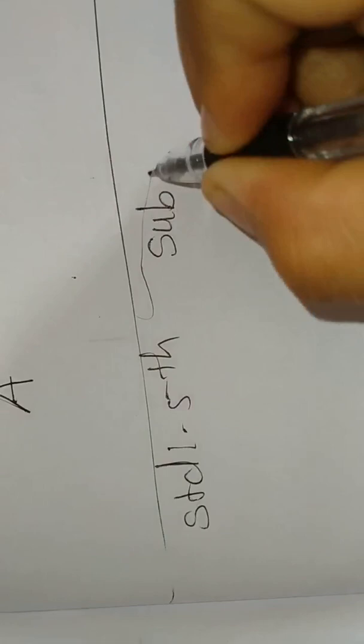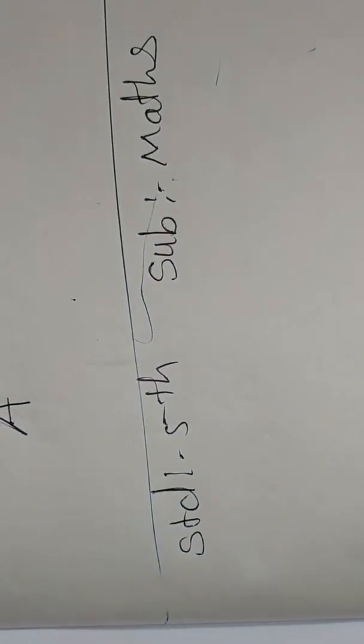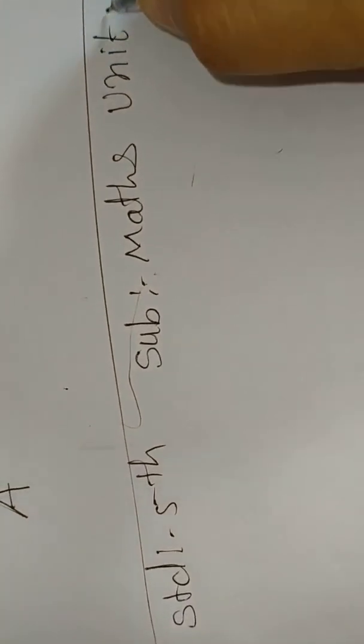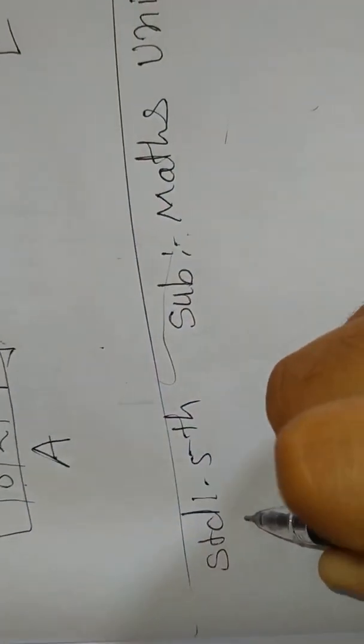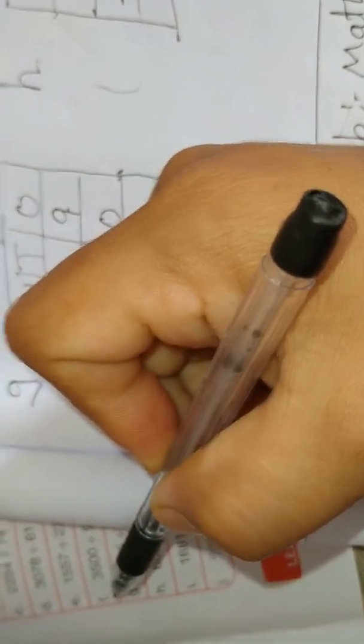Subject Maths. Unit number 2. Worksheet number 6. Students, in that worksheet, we have to complete question number 1. In those sums, we have to complete sums A to F. We have to complete it.